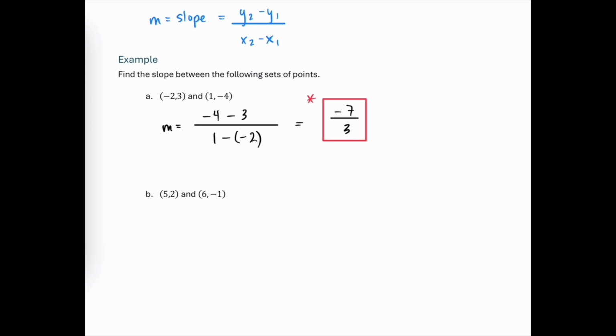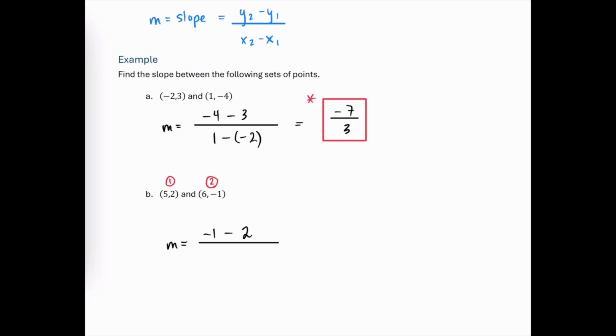Let's look at another example, and again, I recommend labeling one of the ordered pairs as the first and the other one as the second, so that it's easier to keep track when we're calculating our slope. In the numerator, we're looking at y2 minus y1. y2 is -1, and from that we're going to subtract y1, which is +2. So we have -1 minus 2 in the top.